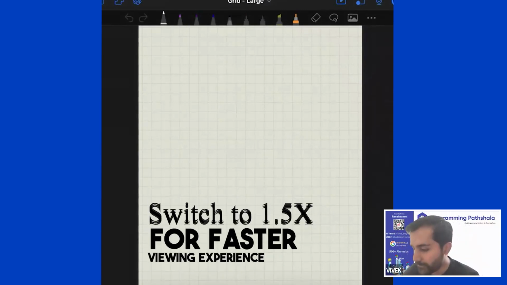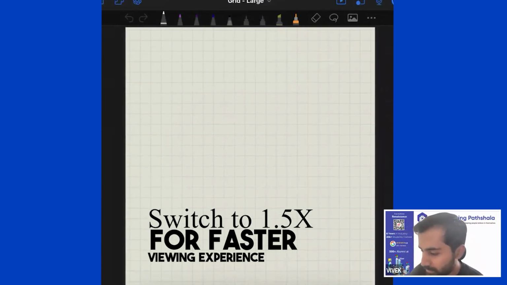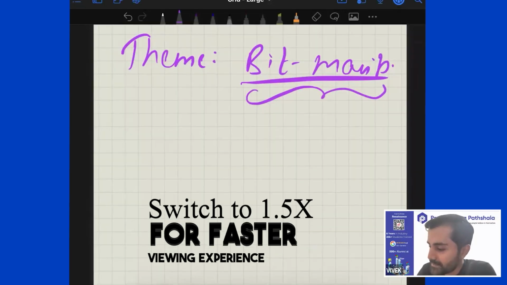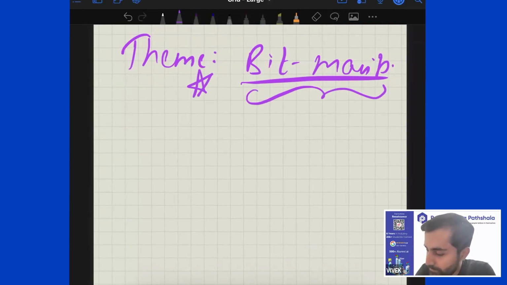So, what's the theme for today? Today, we are going to learn a very beautiful topic, bit manipulation. Okay, so the great thing is that it's a really beautiful topic. I mean, really beautiful topic, handy with so many cool tricks.